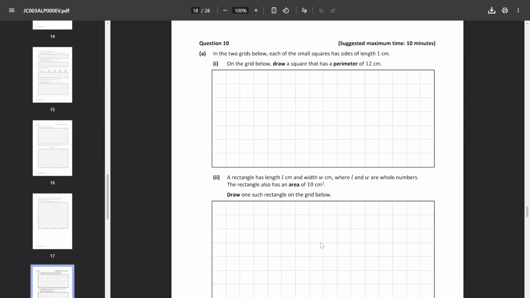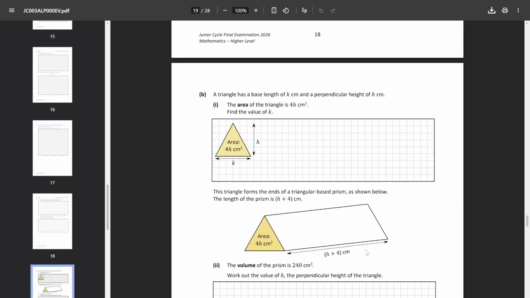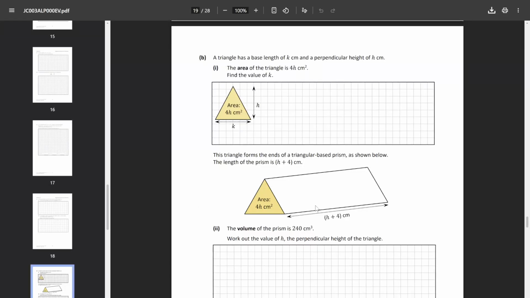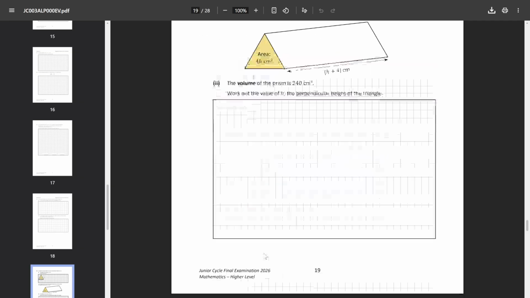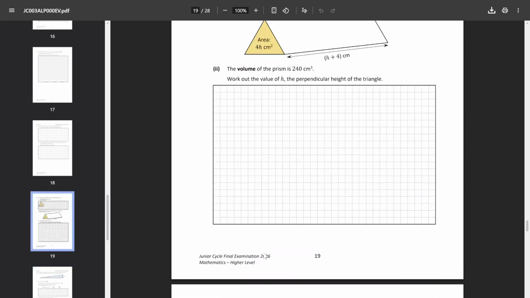Now, question 10, we just had to construct two different things. That's fine. It's pretty nice. And then this one was a bit of an oddball, where the area was in terms of H, but the dimensions were in terms of H and K. But it was actually fine because the H's actually ended up cancelling pretty nicely. And then you have the volume of a prism, which is pretty okay. It's just the area times the length, and then you set that equal to 240. So a pretty nice quadratic you end up with there.